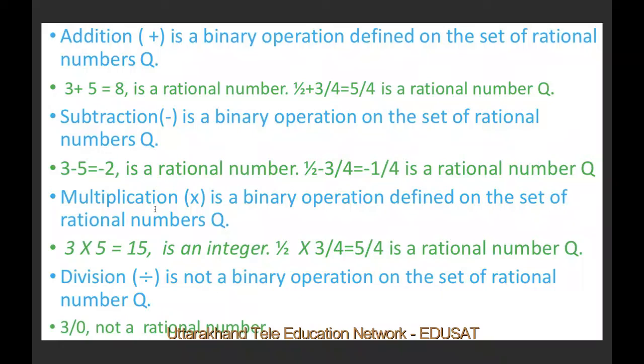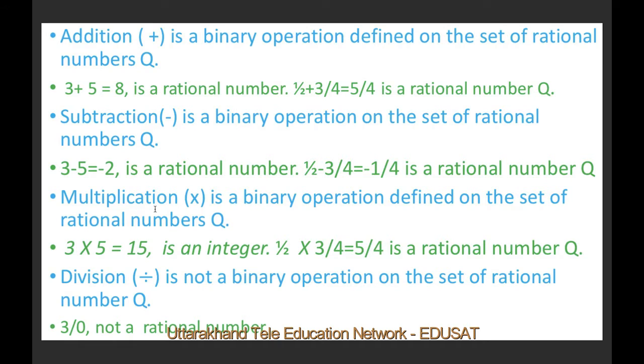Now we come to the set of rational numbers. Sum of two rational numbers is always a rational number. Difference of two rational numbers is always a rational number. Multiplication or product of two rational numbers is always a rational number. Hence, addition is a binary operation on the set of rational numbers. Subtraction is a binary operation on the set of rational numbers. Multiplication is a binary operation on the set of rational numbers.